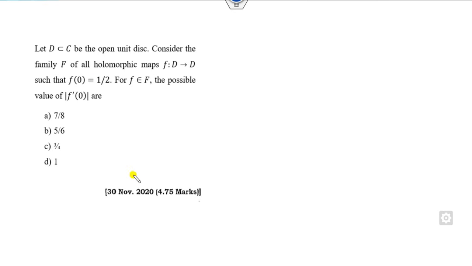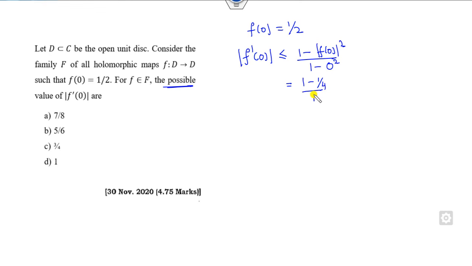Look at this another one. It's from 2020. D is the open unit disk, f is a mapping, f(0) is half, then find the only possible value of f'(0). So I can use the same formula: |f'(0)| is less than or equal to 1 minus |f(0)| squared, which is 1 minus 1 over 4, that is 3 over 4, less than or equal to 3 over 4.